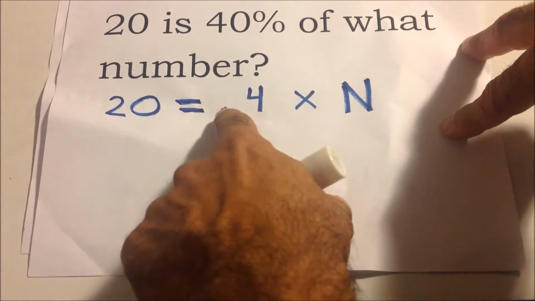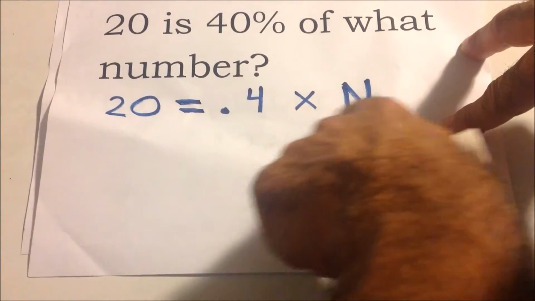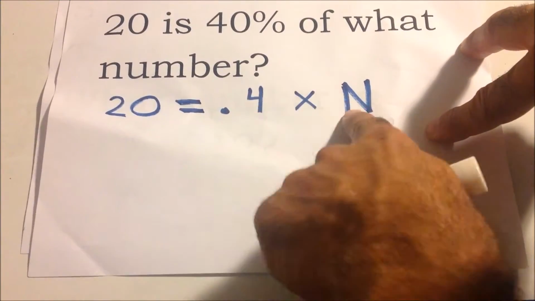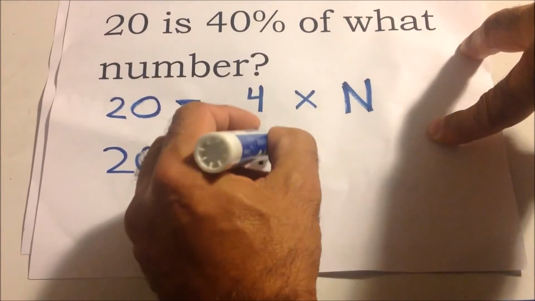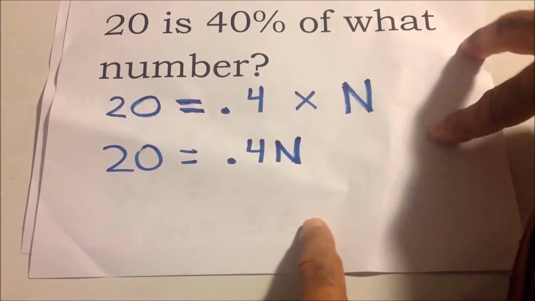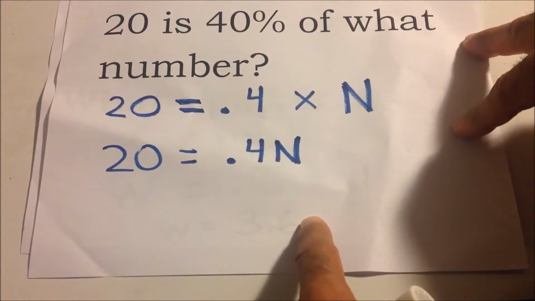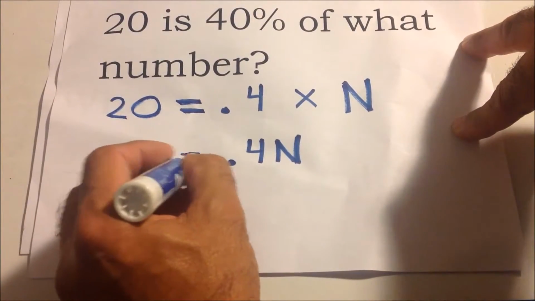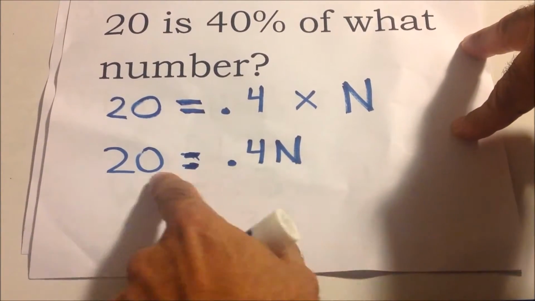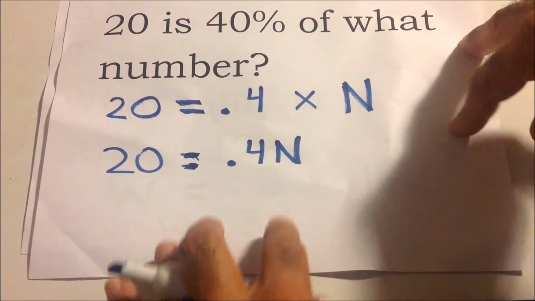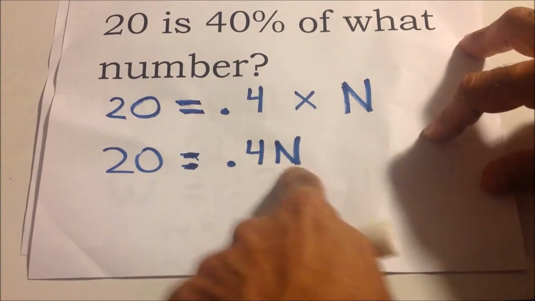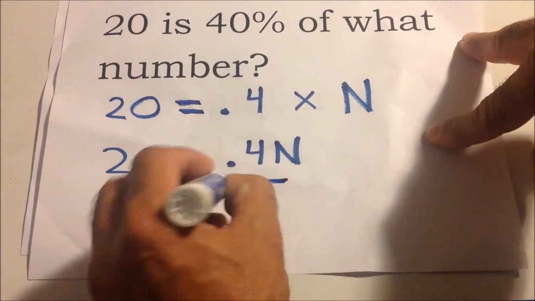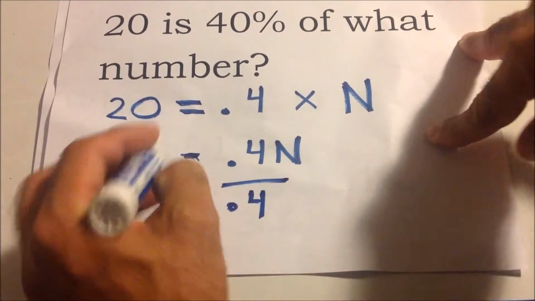Now, who remembers if you have a number multiplied next to a letter, what can you do? You can simply put the number and the letter together. It means multiplication. Remember now, we want the variable alone. It likes to be alone. The variable does not like to be with any numbers. So we have to do the opposite operation. What's the opposite of multiplying? Dividing. So we're going to divide the 0.4 on each side.